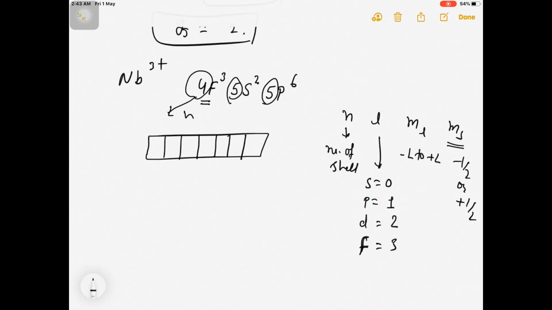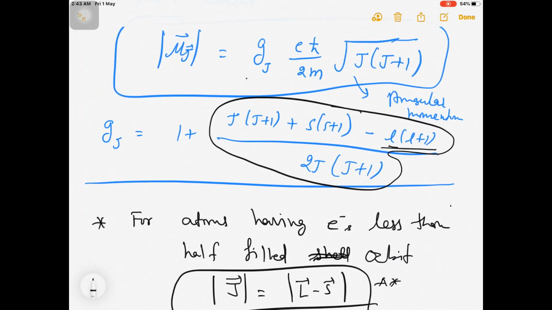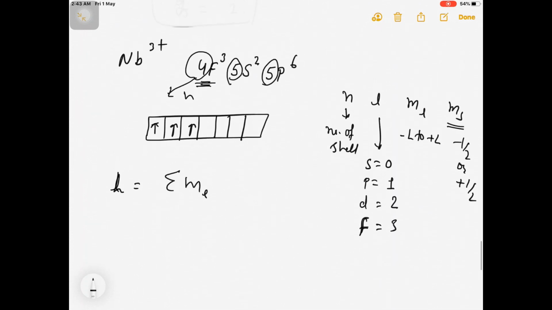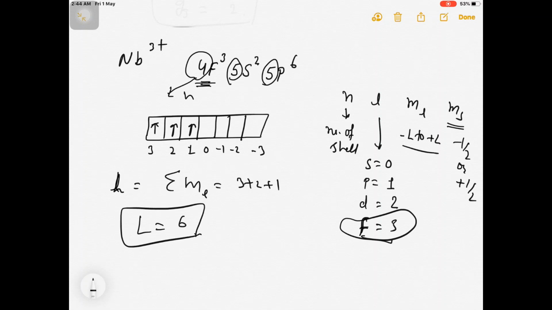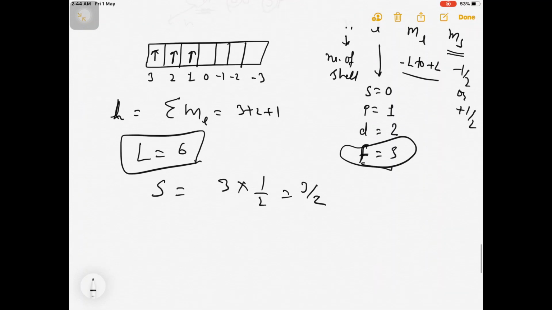Okay, so here we have 3 electrons, so we can fill the 3 electrons like this, and the value of L in the formula of Gj here is given by the summation of ml, and for f, as you know that capital L is 3, so this is 3 2 1 0 minus 1 minus 2 and minus 3, so we get here L equals 3 plus 2 plus 1, so L is nothing but 6. Okay, and spin is nothing but, there are 3 electrons, so 3 by 2.